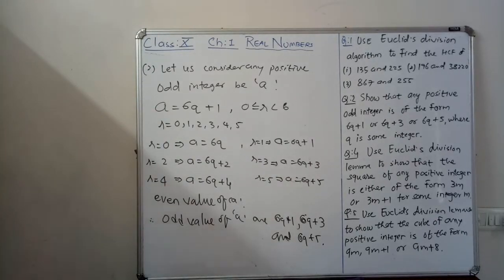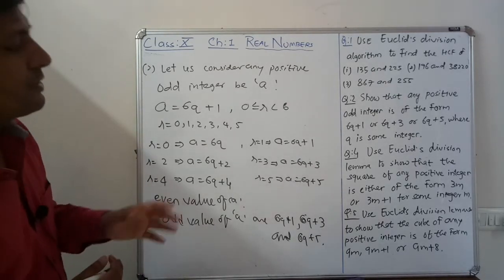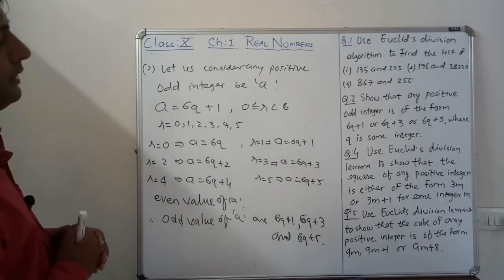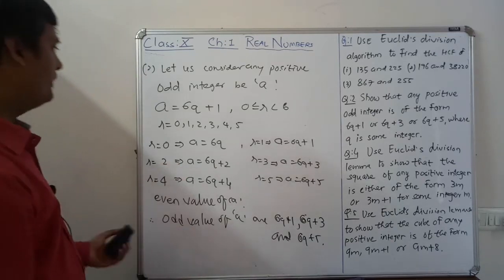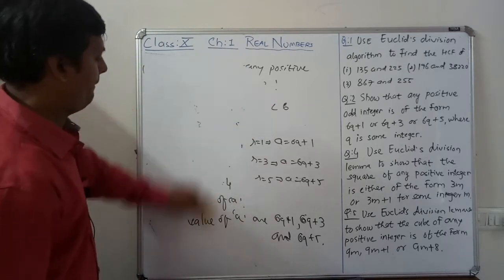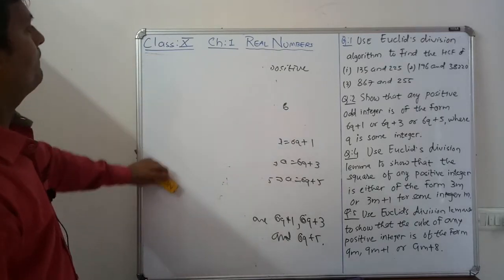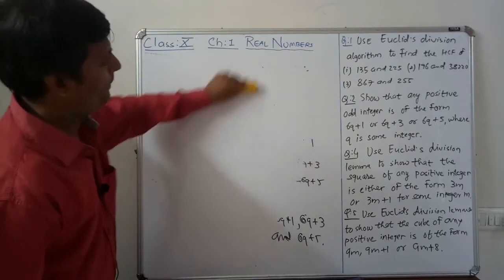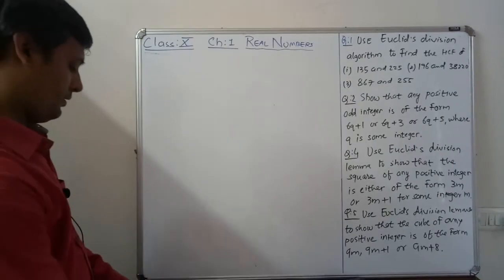Now the question number 4, right? Okay, what is the question number 4? Use the Euclid division lemma to show that the square of any positive integer is either of the form 3m or 3m plus 1 for some integer m. Again, right?